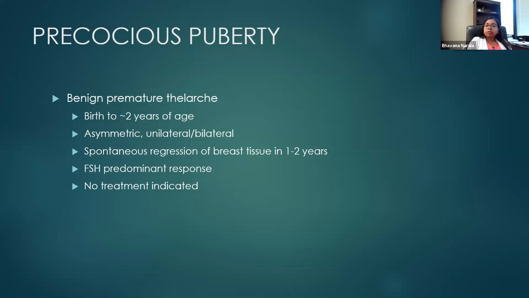I think this is one of those really tough ones if you get levels and you think it's probably just benign premature thelarche. One of the clues is, if you get LH and FSH, LH may be kind of prepubertal, but they have an elevated FSH. So this is an FSH predominant response in these kids, and all they need is reassurance, and there's no treatment indicated.